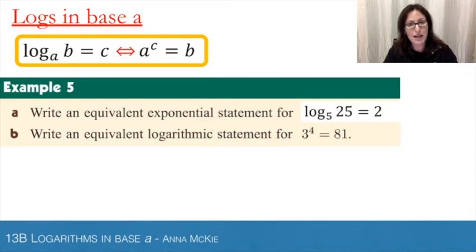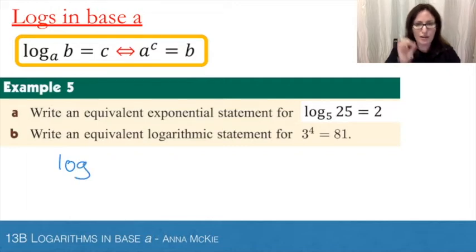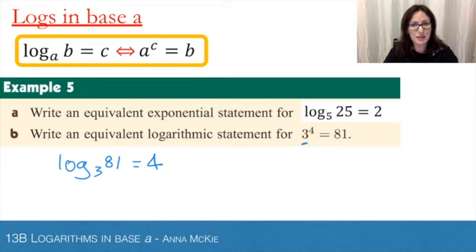Next one here, what if we have to write the logarithmic statement? So let's do that. We have log. Now, the base number sits next as like a subscript for the log, so the base is 3. It's going to be equal to the power of 4, and therefore 81 sits there with the log. So the log of 81 in base 3 is 4.